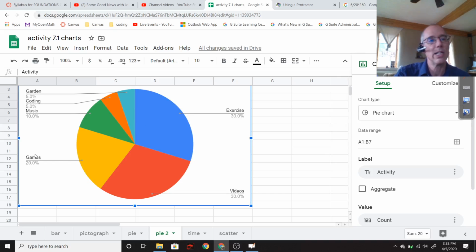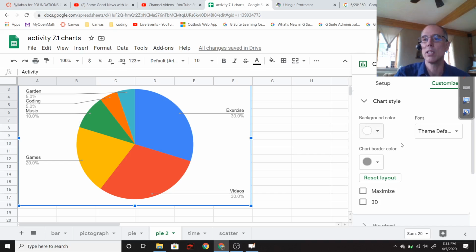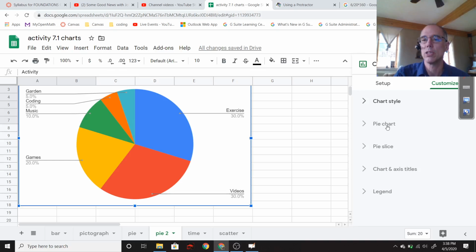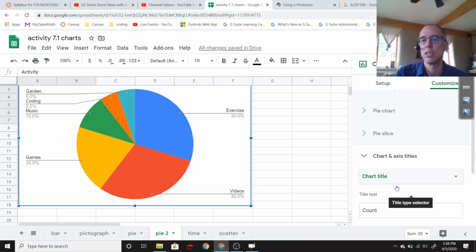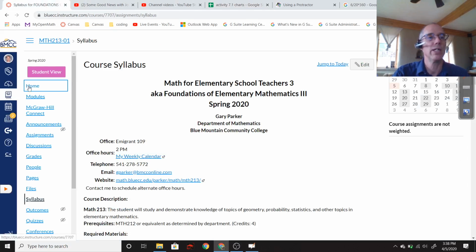And it labeled everything. It put the percents on there. Now it's missing a good title, so I could go and customize and put a title in there. Not chart style, there's chart title. Pie chart, chart axis and titles. Title, count. So this would be primary recreation. So the spreadsheet does a much better job of drawing that circle than I did, although on paper I do pretty good. So just an example of a paper one I made.